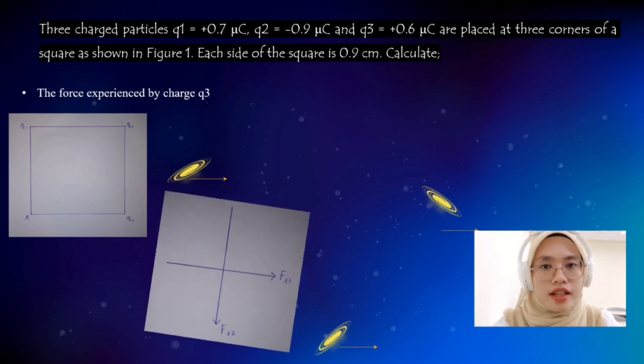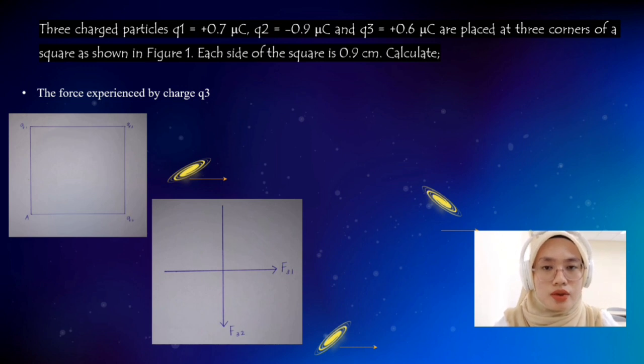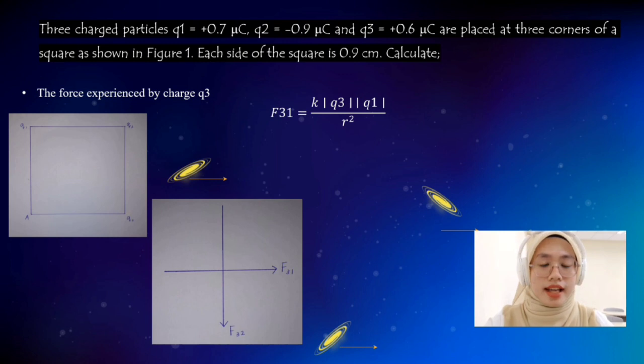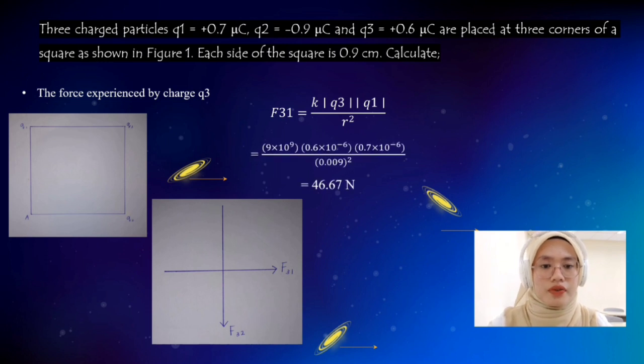Next, we must calculate the force from Q3 to Q1 and also Q3 to Q2 by using the formula F equals K times Q over R squared, which both of the Q are in modulus. Next, we will insert all the values into the formula, which is K equals 9 times 10 to the power of 9 because K is a constant.